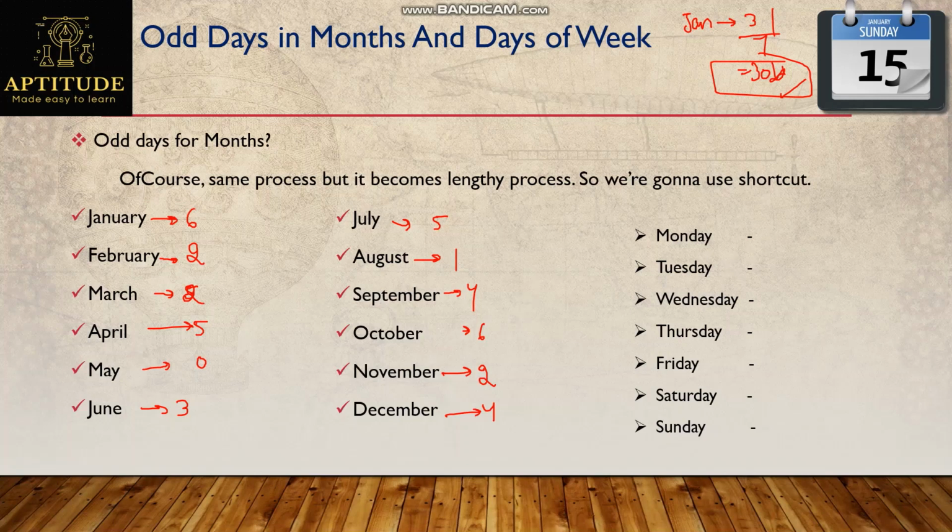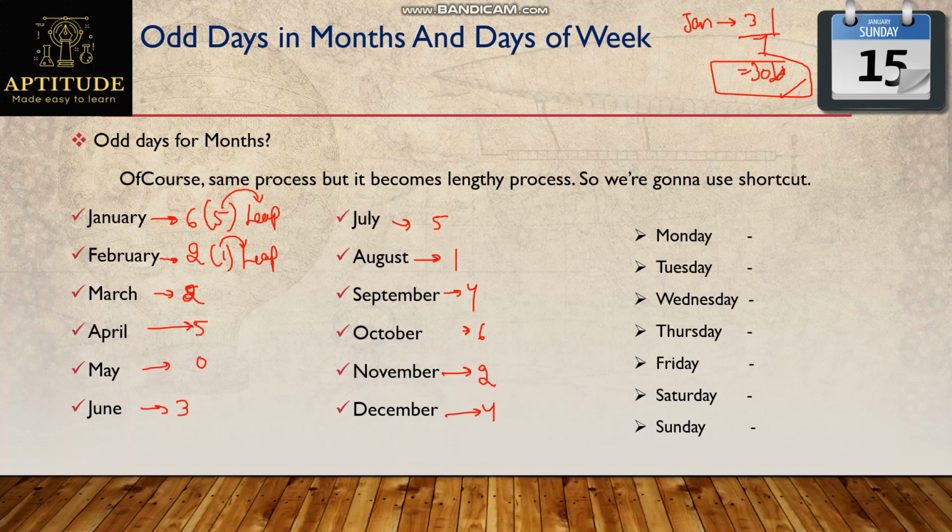And for a leap year, the value will be changing only for January and February. See this. If it is a leap year, the month code for January will be 5. If it is a leap year, the month code for February will be 1. Only for these 2 months, the codes will be changing. For all other months, whether it is a leap year or a normal year, the code will be constant.